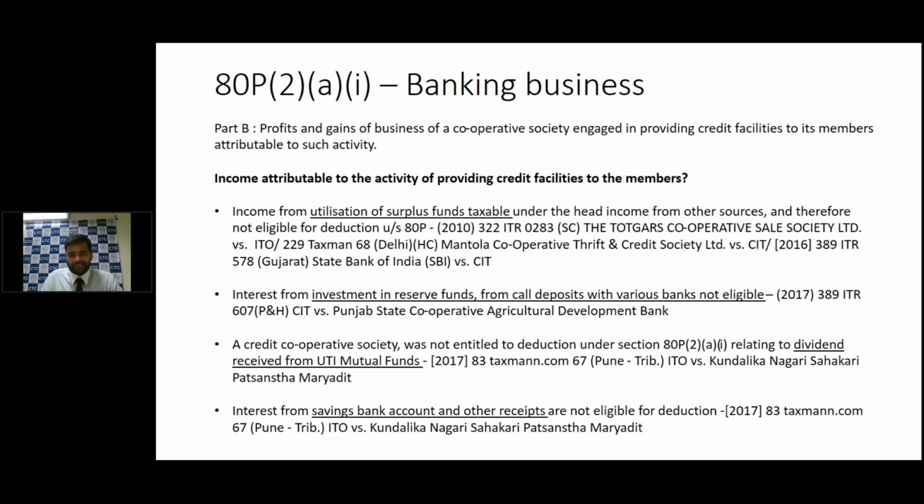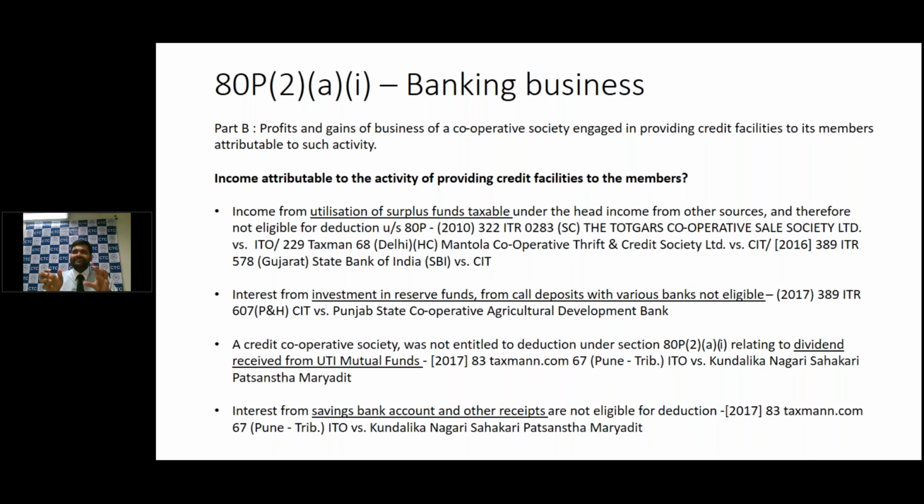So, what do you mean by cooperative society? We have seen that. Now, the point is, what does the term profits and gains of business attributable to the activity of providing credit facility to the members mean? Let us compare the first and second limb of 80P(2)(a)(i). There are two parts. One says income from banking business, and one allows deduction in respect of income from providing credit facility to its members. Banking business is a wider term as compared to providing credit facility to members.